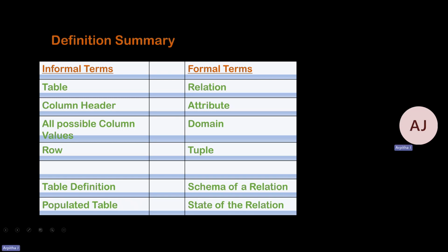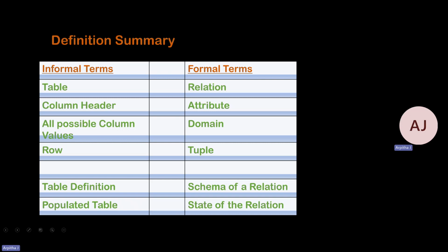Whatever the attributes are there, what type of values you can enter, such things we call the domain. So if there is an age attribute, you can enter only integer type of value. So such a thing we call the domain.